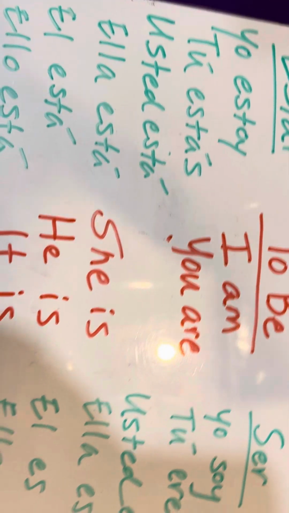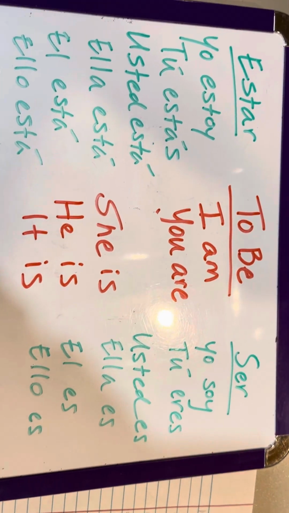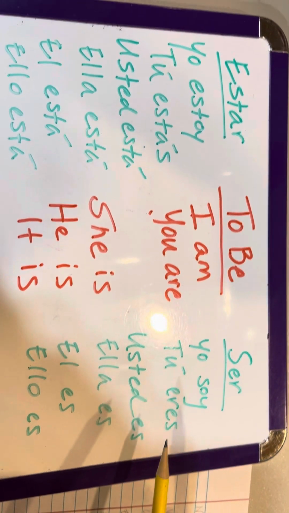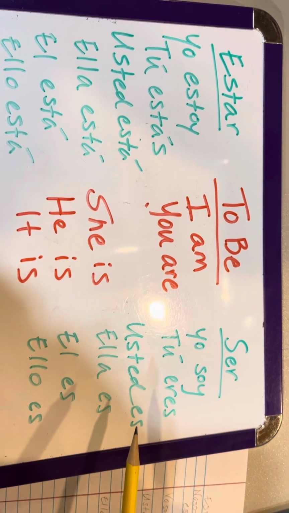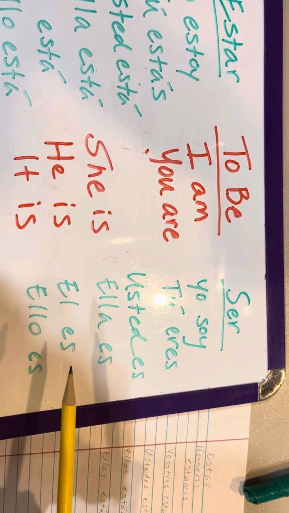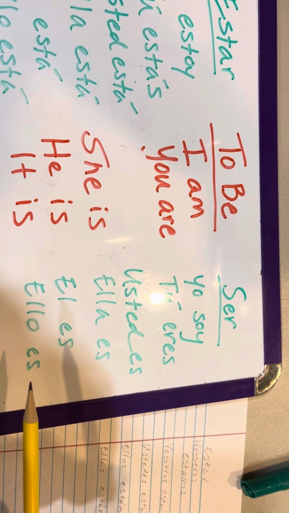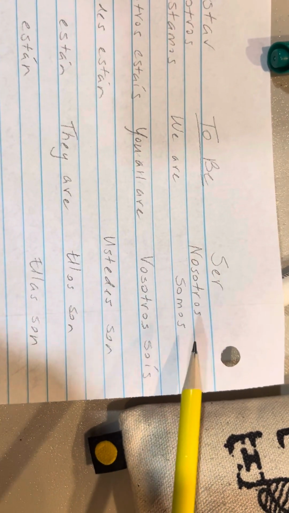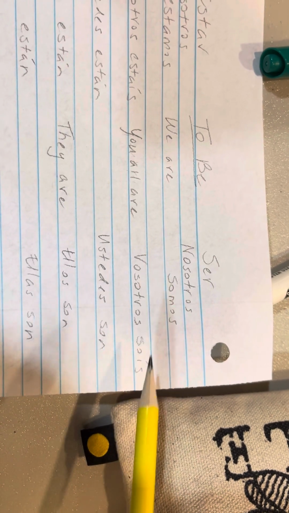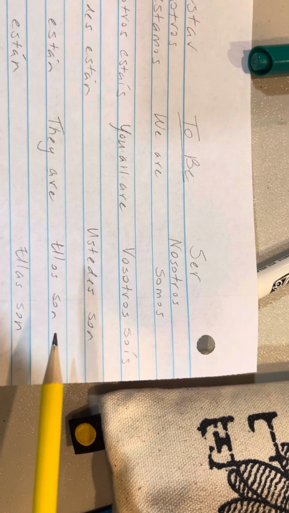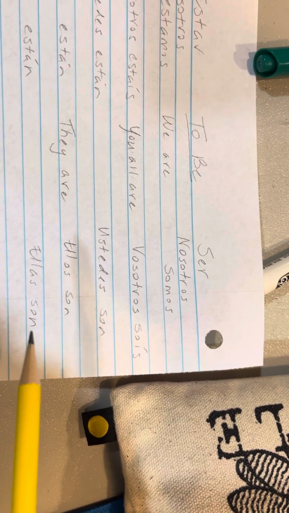And then we go back here to our ser, our permanent. Yo soy, tú eres, usted es, ella es, él es, ello es. That's our singular. And then over here is our permanent plural. Nosotros somos, vosotros sois, ustedes son, ellos son, ellas son.